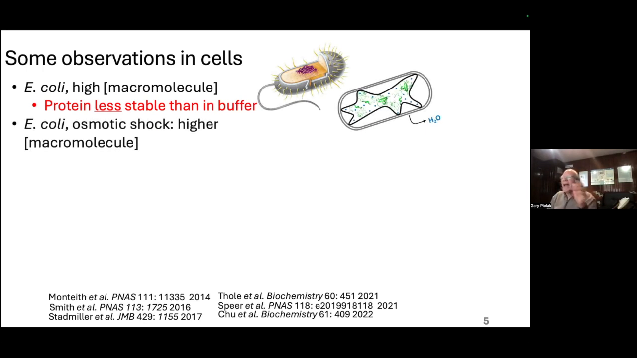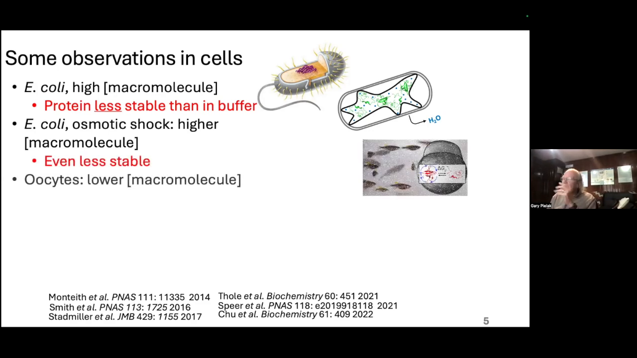If we osmotically shock the cells, in other words, we suck some water out so they become even more crowded, the stability goes down even further. If we do the same thing in frog oocytes, of course, those are eukaryotes, so these are less crowded than bacterial cells, we find the same destabilization that we see in bacterial cells.